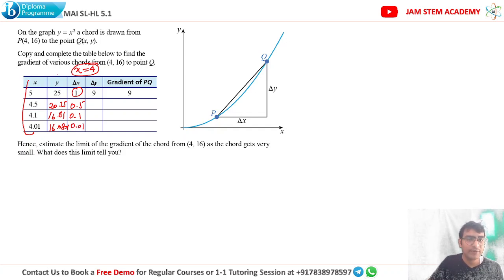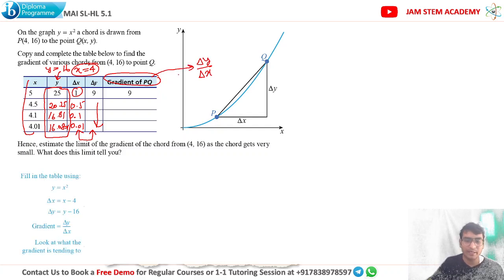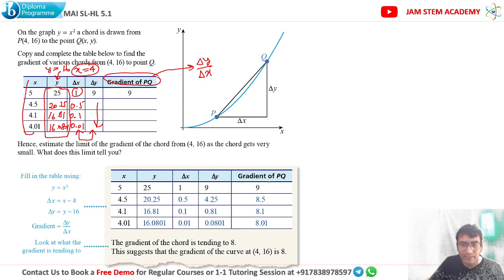Now, similarly, we have the value of y. The initial value of y was 16, right? So we can find the change in values of y as well, starting from finding the distance between 25 and 16, which is 9, and we can fill this column as well. Now, using these two columns, we can divide them because we know the gradient is given by the change in value of y over the change in value of x. That's the value of the gradient. Now let's fill this table and see what we are getting. When you fill this, you will get 9, 8.5, 8.1, and 8.01.